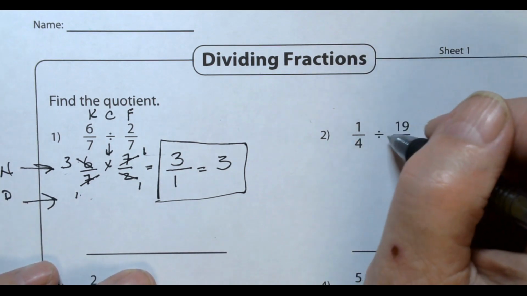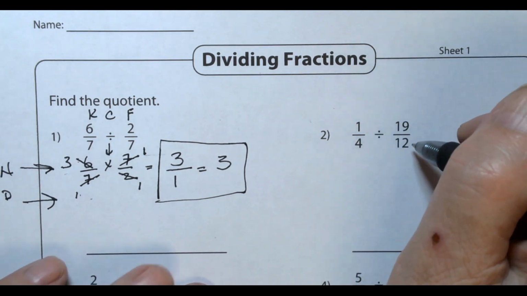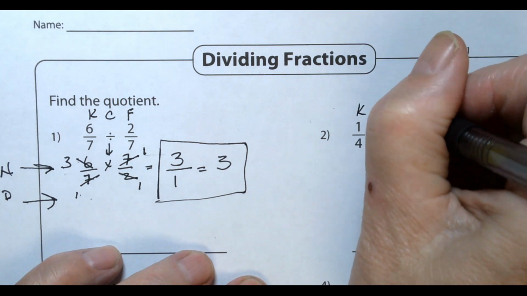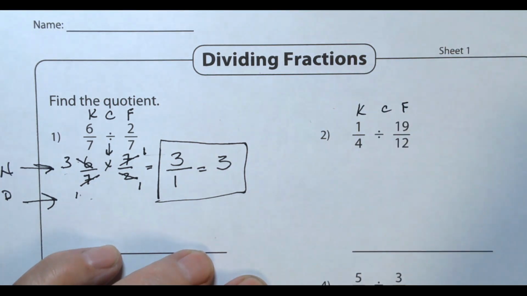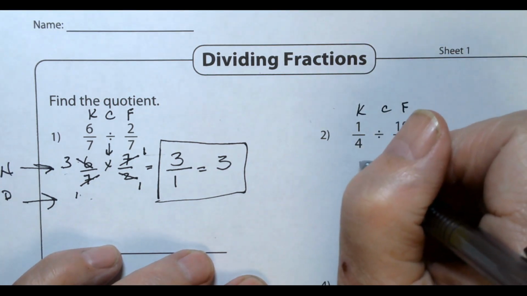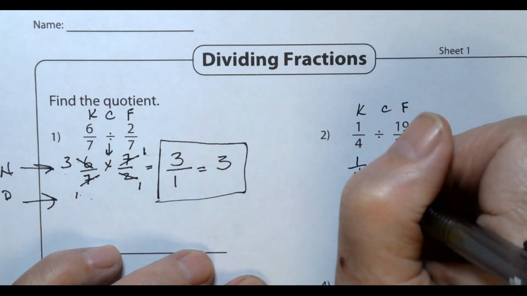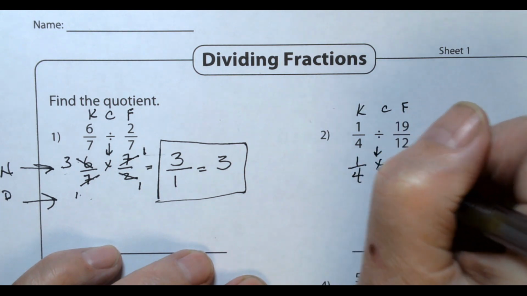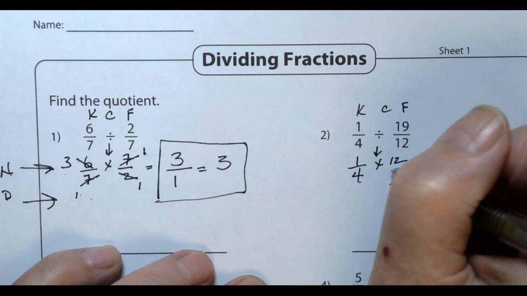I've got 1/4 divided by 12/19. I'm going to do my keep, change, flip. I'm going to rewrite it. I'm going to keep this 1/4. I'm going to change this to multiplication. I'm going to flip it. I'm going to put 12 on top, 19 on the bottom.